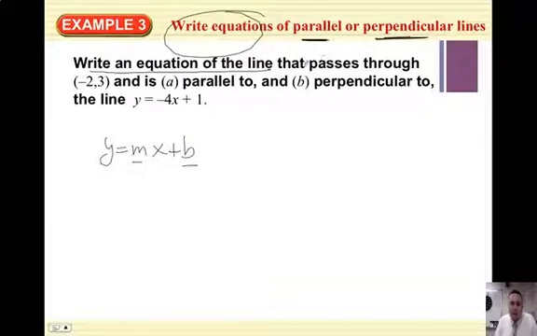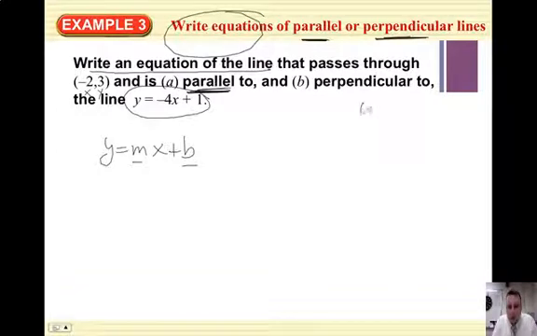Try to figure this out. But it passes through negative 2, 3. So there's my x, there's my y, right? And is it parallel to, or perpendicular to? There's two parts to this problem. Let's just focus on the parallel. So it passes through this point, my x, my y, and is parallel to this equation right here.